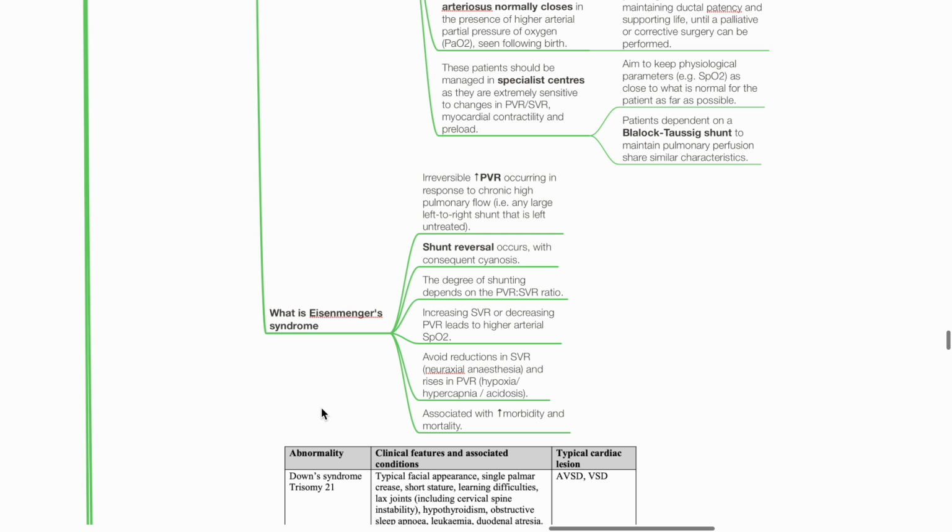What is Eisenmenger syndrome? It is an irreversible increase in pulmonary vascular resistance occurring in response to chronic high pulmonary blood flow, i.e. any large left-to-right shunt that is untreated leads to shunt reversal with consequent cyanosis. The degree of shunting depends on the PVR to SVR ratio. Increasing SVR or decreasing PVR leads to higher arterial SpO2. Avoid reductions in SVR, such as neuraxial anesthesia, and rises in PVR, such as hypoxia, hypercapnia, and acidosis. Eisenmenger syndrome is associated with high mortality and morbidity.